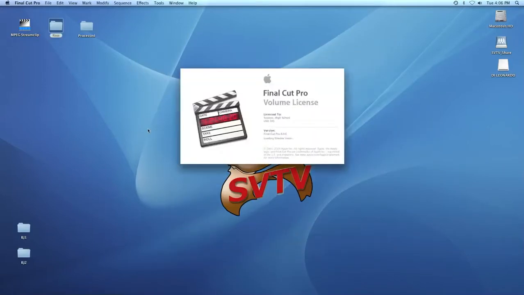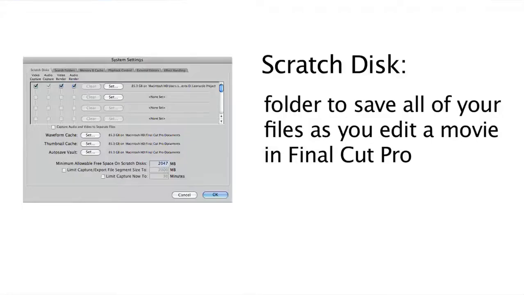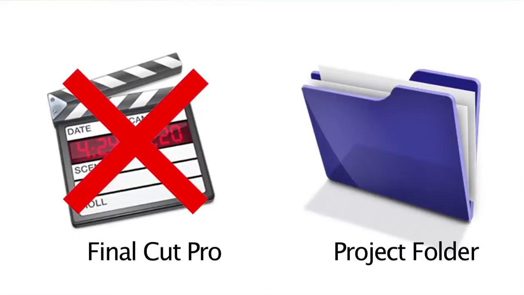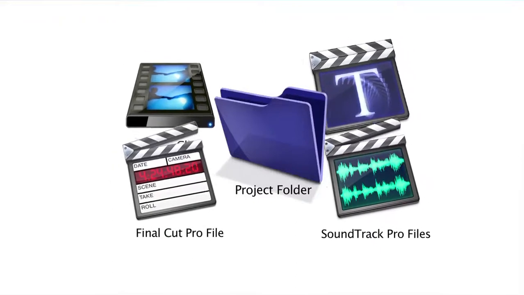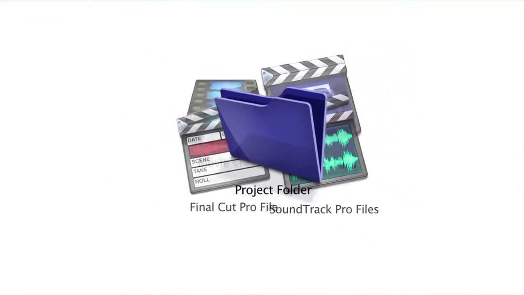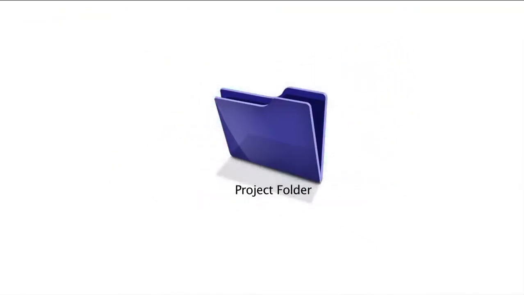When Final Cut Pro opens, you're going to end up setting up a scratch disk. And the scratch disk is really important because nothing actually exists in Final Cut Pro. Everything exists in that folder that you created. So if you don't put everything in your folder, Final Cut will have trouble reading it and probably your project will get messed up. This is why a scratch disk is so important.